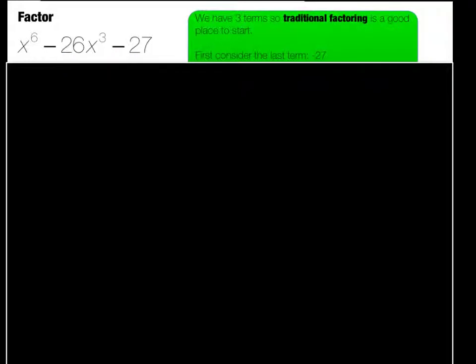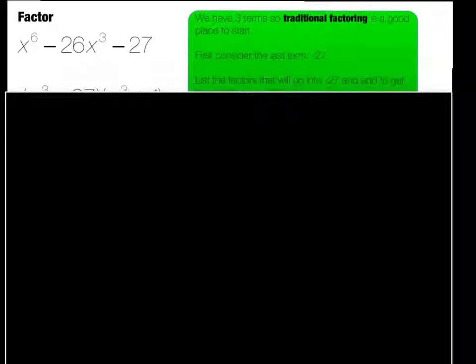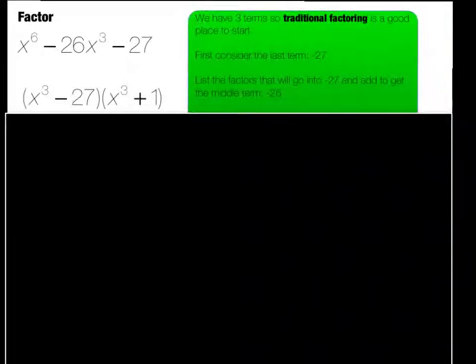Okay, so how we do that, we consider our first term, and we're going to write out some factors, right? And 27 is nice because 27 doesn't have that many factors. 27 can break down into, say, 9 times 3, 1 and 27, and that's about it. And so once we get that value, we have the 27 and the 1, which I chose because there is 26.